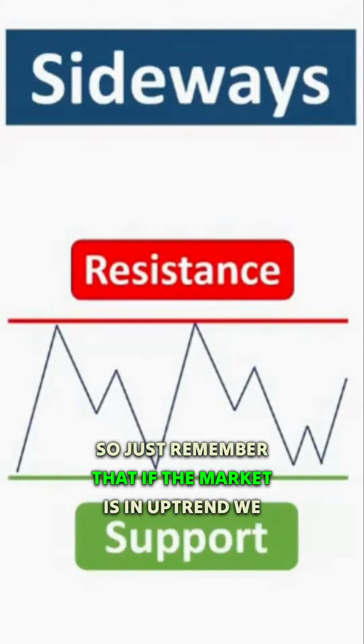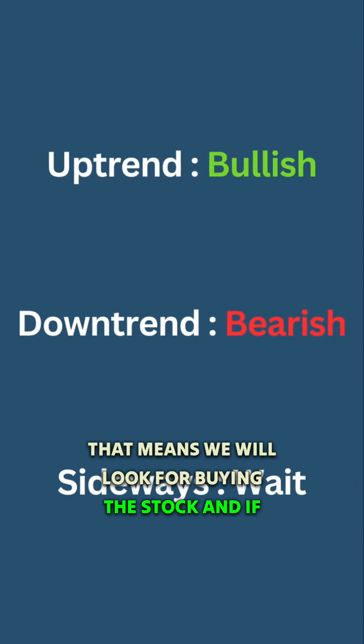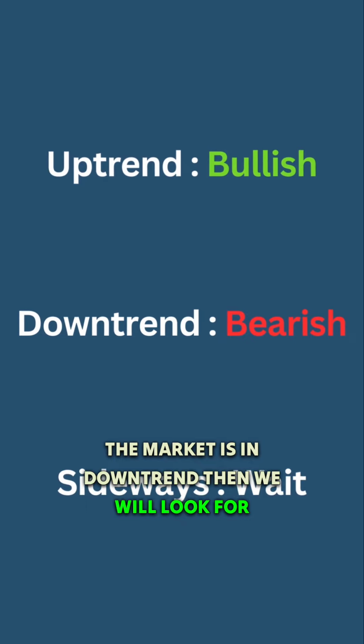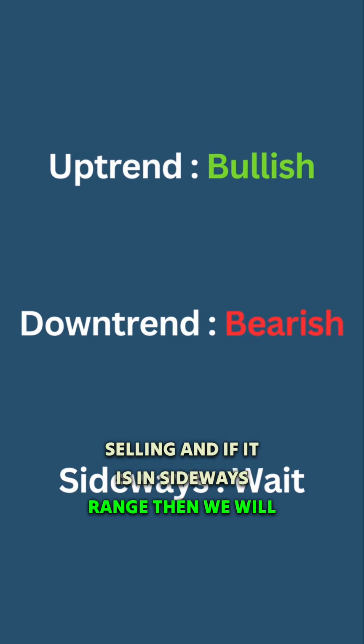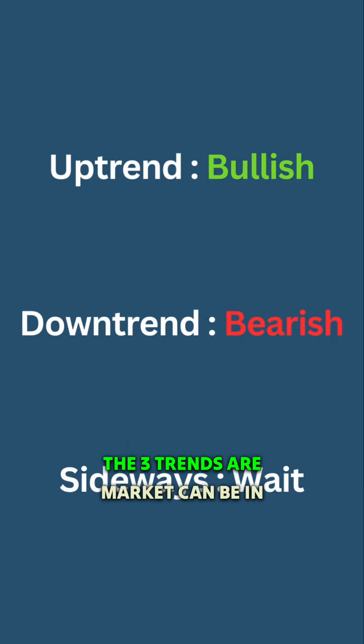Just remember that if the market is in an uptrend, we will be bullish on the stock, which means we will look for buying the stock. If the market is in a downtrend, then we will look for selling. And if it is in a sideways range, then we will wait for a breakout to trade upon. So these are the three scenarios, the three trends the market can be in.